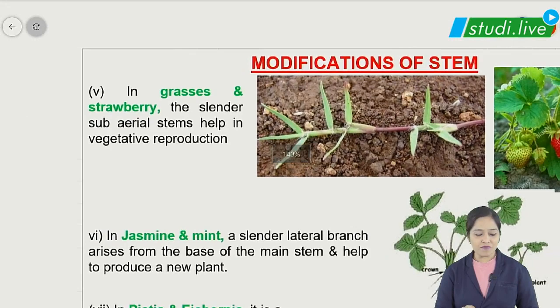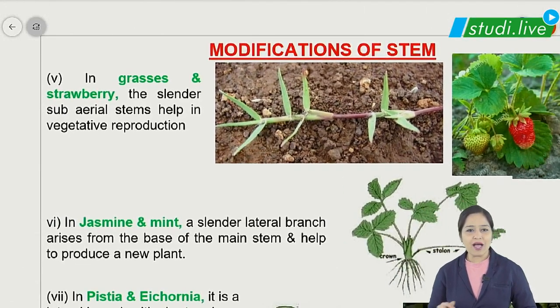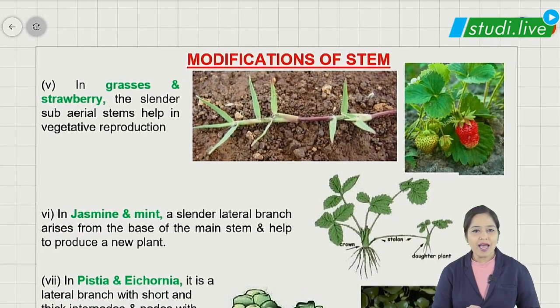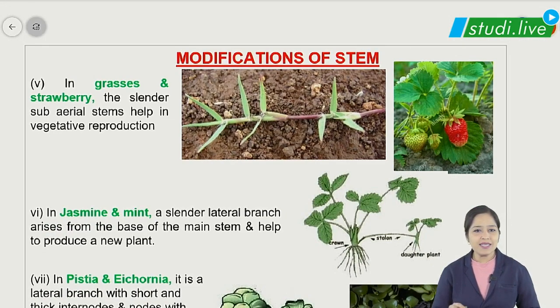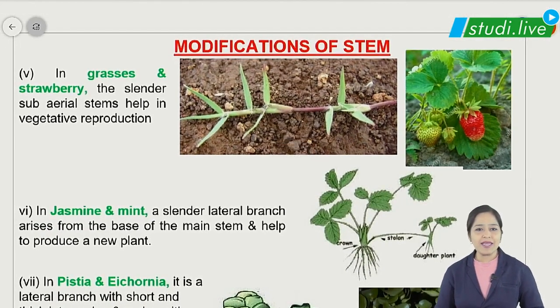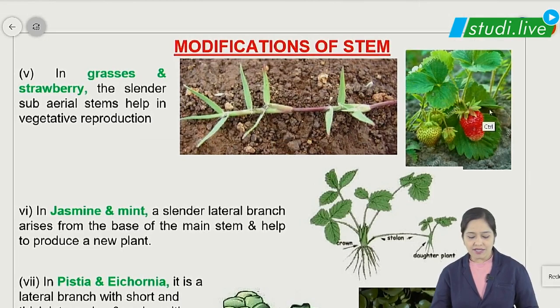Now, for other modifications of the stem, in the case of strawberry and grasses, we can see the slender subaerial stem. These slender subaerial stems help them in vegetative propagation. Then in the case of jasmine and mint, we can see they have a slender lateral branch arising from the base of the main stem, and they help to produce a new plant.